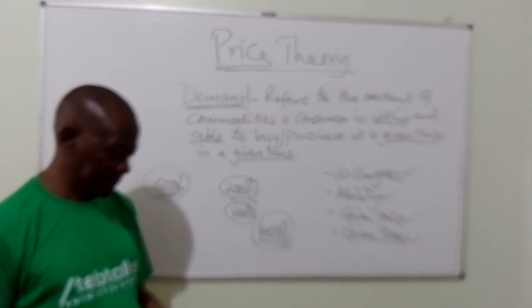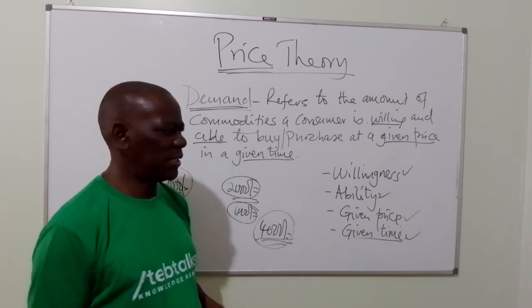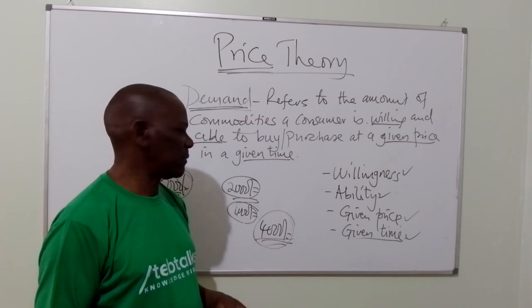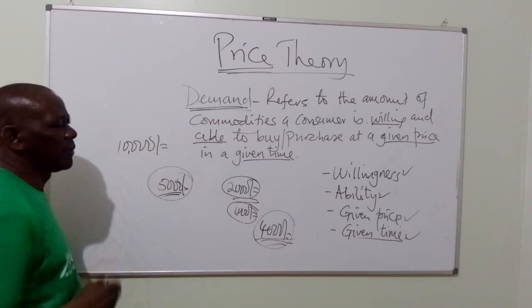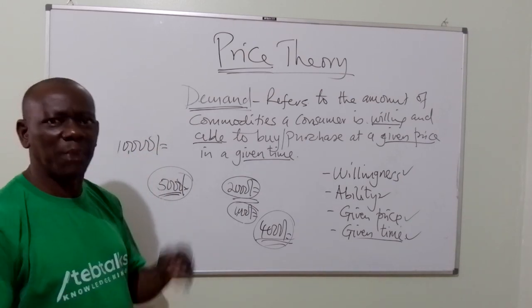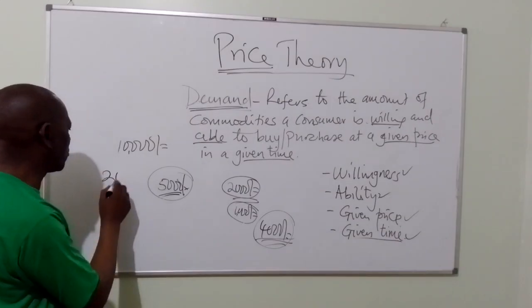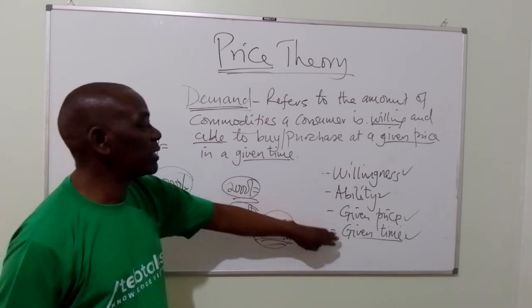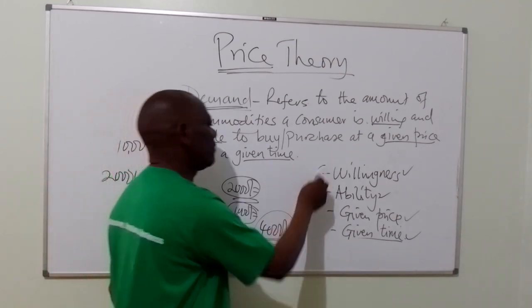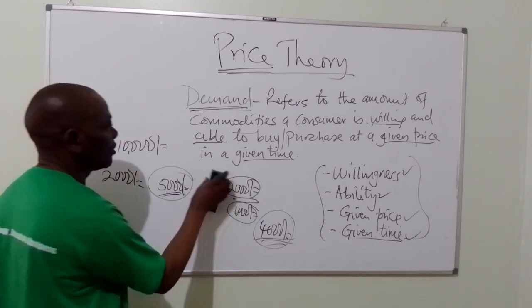World Cup has ended. When it comes to Christmas time, you realize that people are buying Christmas cards. They are buying these Christmas lights. Cards are selling, say, at 10,000 each, and people are willing to buy them at 10,000. Let Christmas end. Even if you lower the price to 2,000, people will not be willing. Even if they are able, they will not be willing because the time has gone. So these four aspects are very important in determining what we call demand.